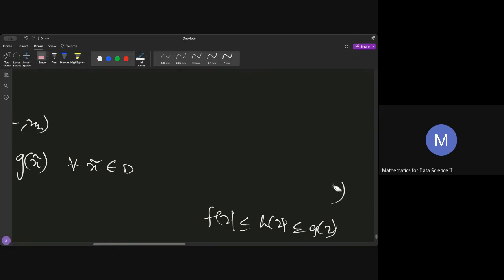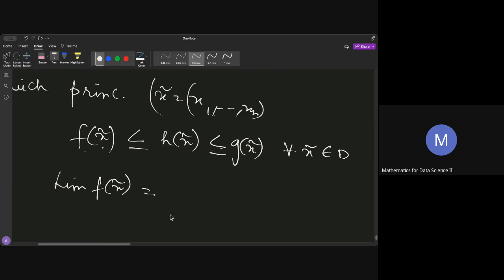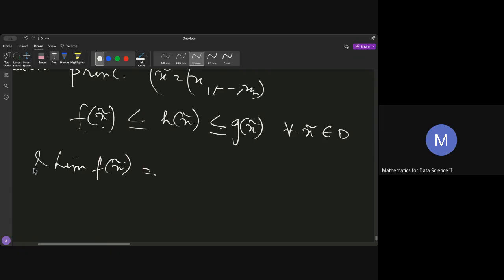So when we say that this is happening, it means that for a particular x tilde, f's value at that element is less than h's value, which is less than g's value. And if the limit of f(x tilde) as x tilde moves closer to a tilde is the same as the limit of g(x tilde) as x tilde moves to a tilde, that means at a particular point a tilde, the limit of this one and this one is the same. Let's say this is also going to L, this is also going to L.